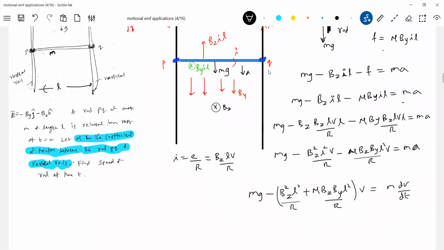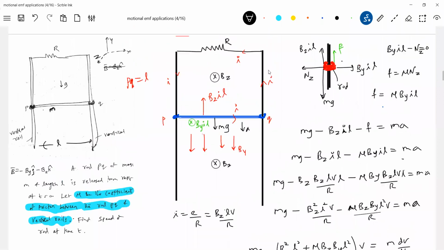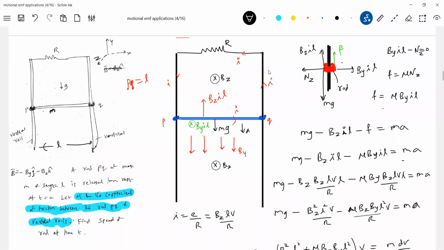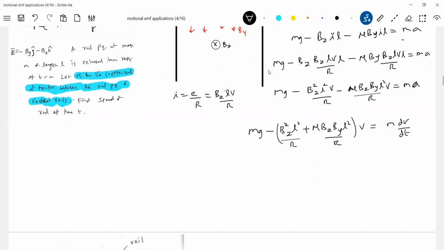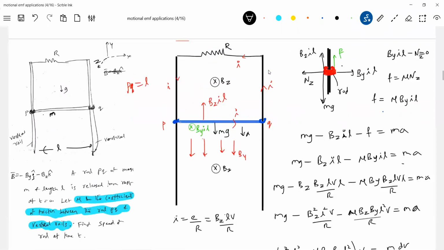Sir, frictional force will act at 2 points, no sir? 2F will not come, sir. Oh my dear, resultant force. B_y I L is what will press it, no? It will press the rod against the rails at 2 points. That resultant is what I'm showing. Okay, sir. Fine. So please go back to mechanics. You learned so many things. Please do apply, not learning and forgetting.